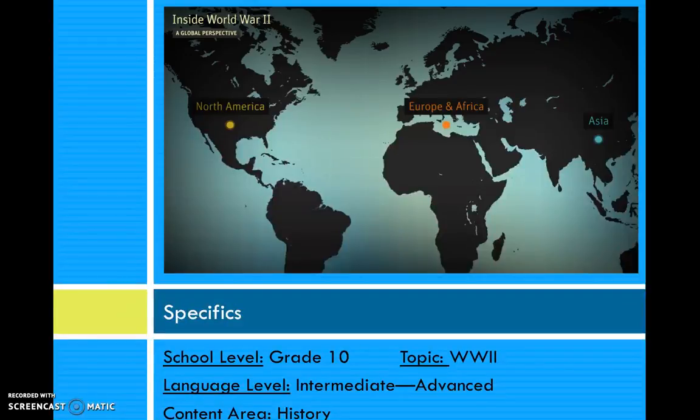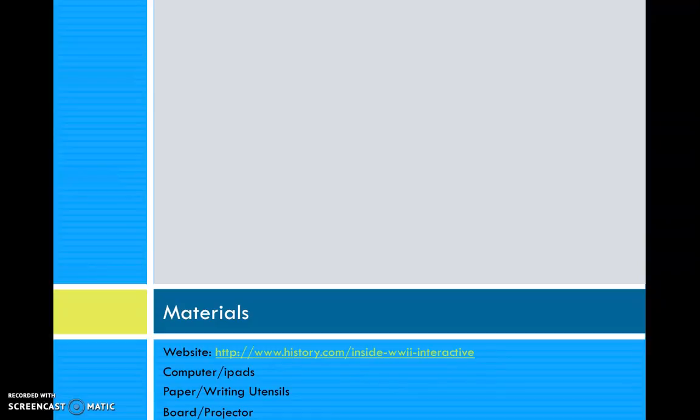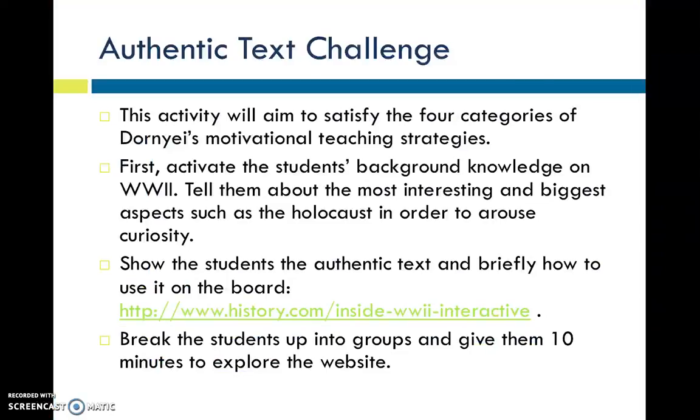The school level will be grade 10, language level is intermediate to advanced, content area is history, and the topic is World War II. The materials needed are a website, computer, iPads, paper, writing utensils, and board or projector. The activity will aim to satisfy the 4 categories of Dörnyei's motivational teaching strategies. First, I'll activate the students' background knowledge on World War II. I'll tell them about the most interesting and biggest aspects, such as the Holocaust, in order to arouse curiosity.